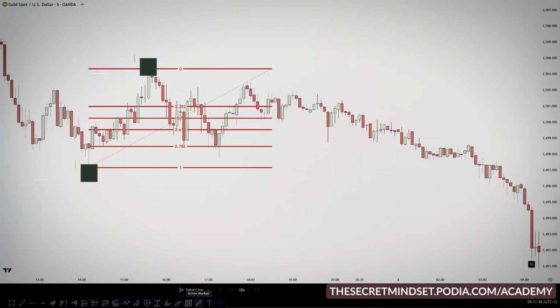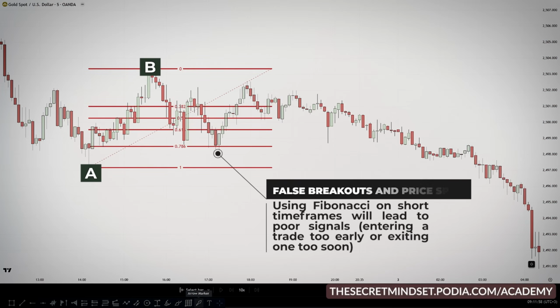Another problem with using Fibonacci on short time frames is that you're more likely to see false breakouts and price spikes. These quick, sharp moves can trick you into thinking a level has been broken when it hasn't really. This can lead to poor signals, like entering a trade too early or exiting one too soon.